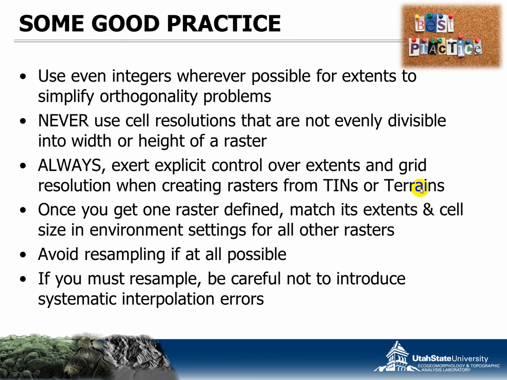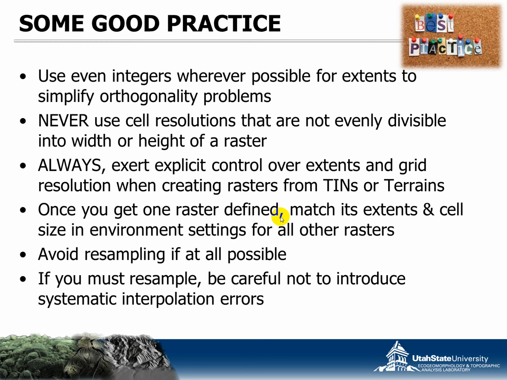terrains. So in that first example that I was showing you, going from the tin to a raster, we just used whatever the defaults were without paying any attention, and it didn't even give us what we were expecting. It gave us something close to what we were expecting, but a little bit different. God knows how it came up with that. So it's better to instead, like we did in the second example, go in and exert explicit control and round those extents up and down.